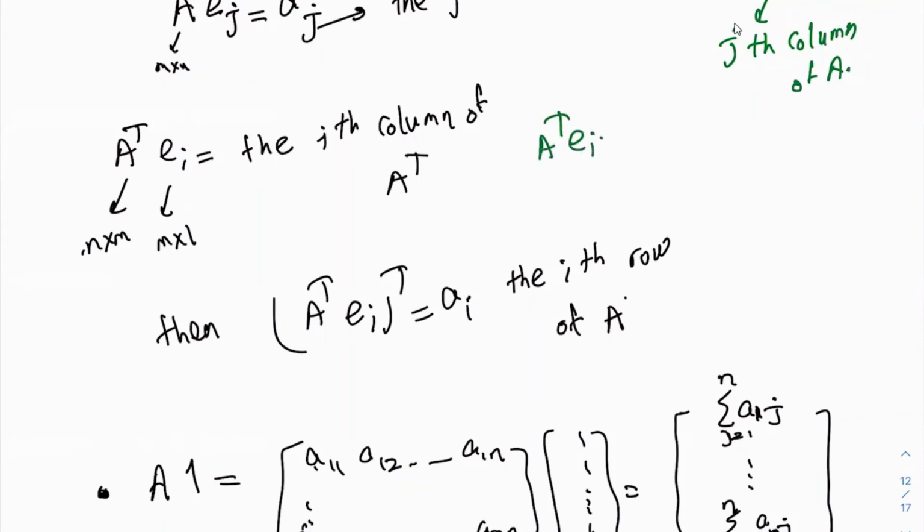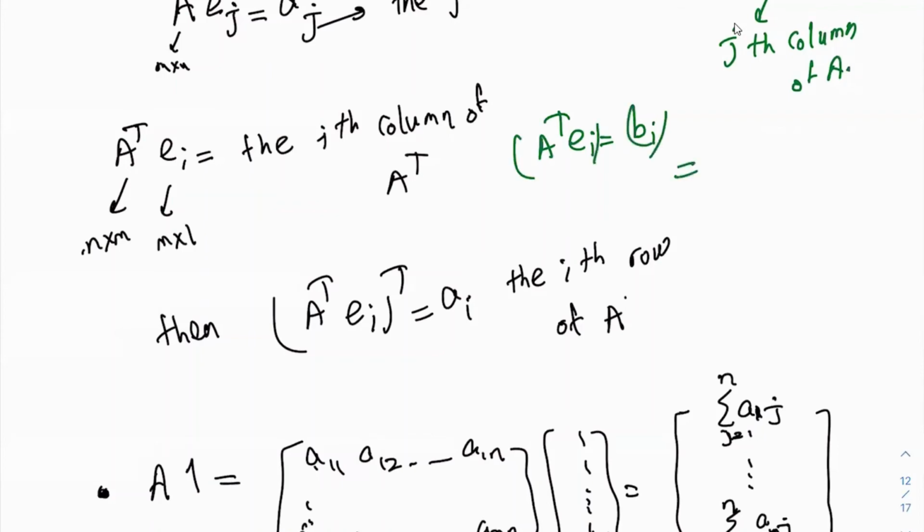A transpose e_i is equal to, I'm going to show it as b_i. But b_i is the ith column of A transpose, right? Because a_i I take as the ith column of A, so I'm going to show this one as b_i. Now I'm going to take a transpose from both sides. Let's see what's going to happen.